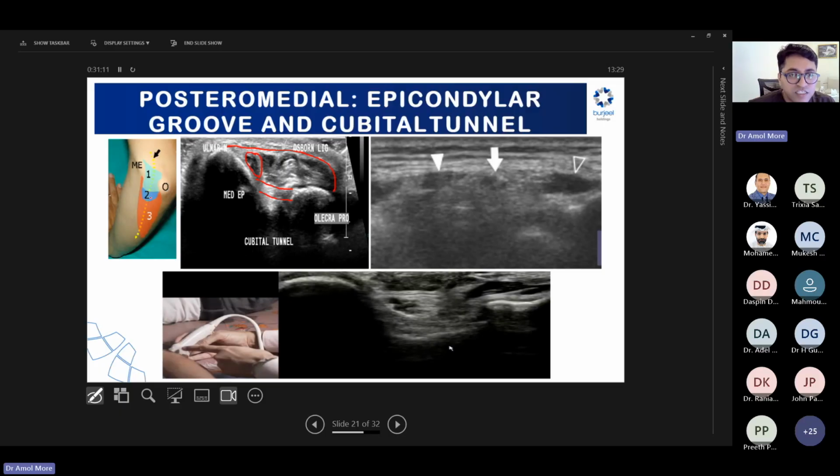Once we come distal to this cubital tunnel, we have two heads of flexor carpi ulnaris. These are the two heads of flexor carpi ulnaris, and this is the nice honeycomb-like pattern of the ulnar nerve. So these are the three positions we have to assess in the posterior medial aspect of our elbow joint. Here also we can see the nice outline of the Osborn ligament, then the ulnar nerve with honeycomb-like appearance, and the posterior band of the ulnar collateral ligament.